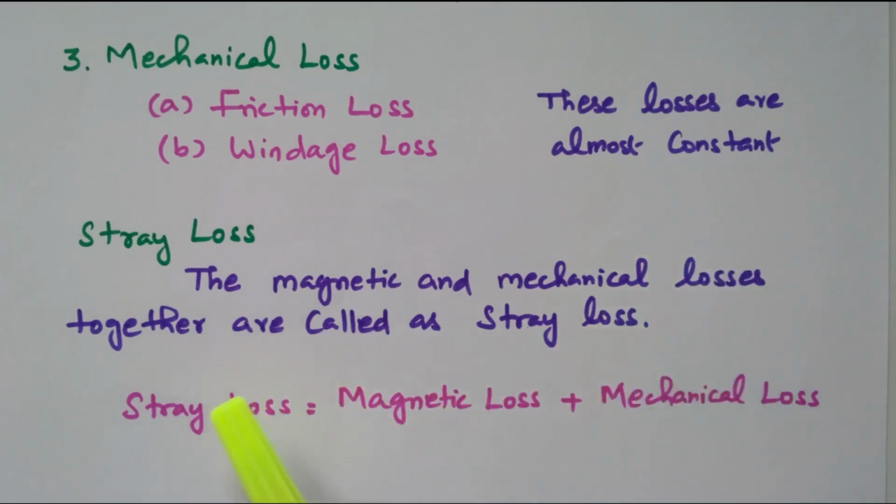Accordingly, one more classification is available: stray loss. The magnetic and mechanical losses together are called stray loss. Magnetic loss and mechanical loss together are called stray loss. Now we will go for further classification.